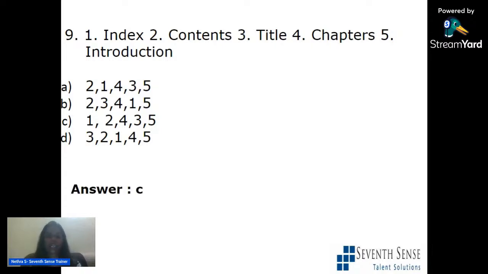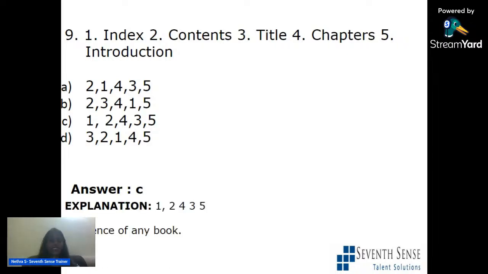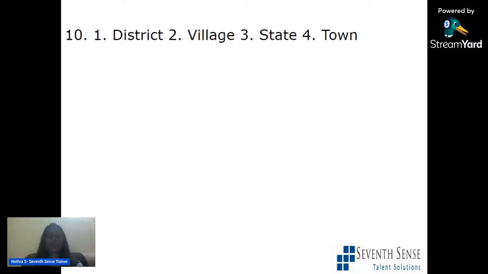So the correct answer is option C. That is 12435. First index and second contents, followed by chapters, followed by title and introduction, because it is the sequence of any book. Next question, we'll move on. 10th one.